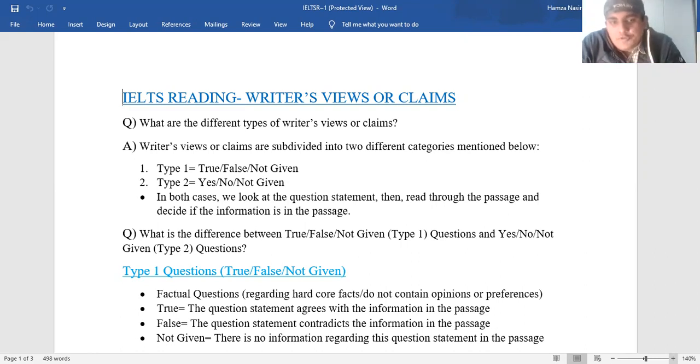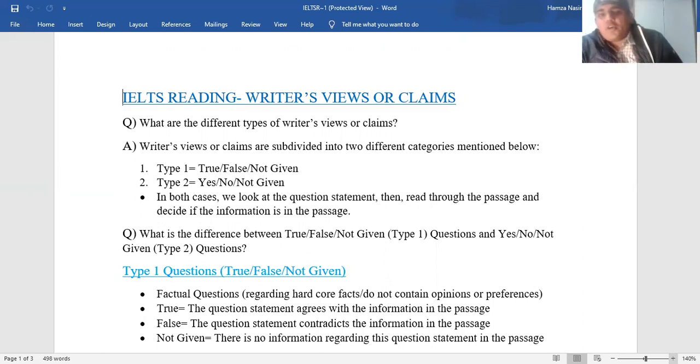So type 1 is true, false, not given, whereas the type 2 questions that you get in writers' views or claims, also known as identifying information, is yes, no, not given. In both cases, no matter which type it is, how do we go about solving these questions? Well, first of all, we will always look at the question statement. After that, we will read through the passage and then decide whether or not the information is in the passage. We'll examine that statement properly in depth, then go through the entire reading passage, understand it, and then figure out whether or not we can obtain that information from the passage.